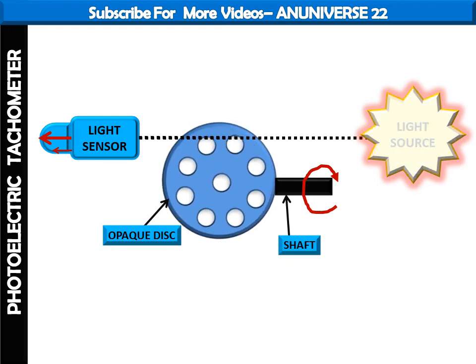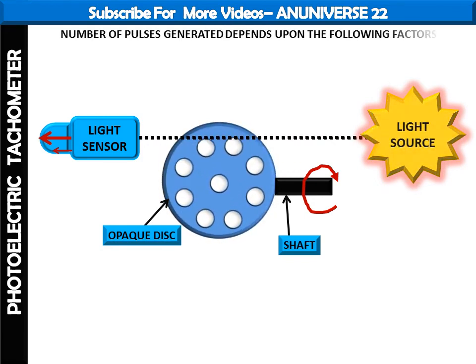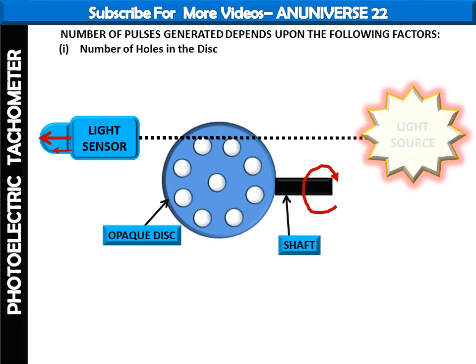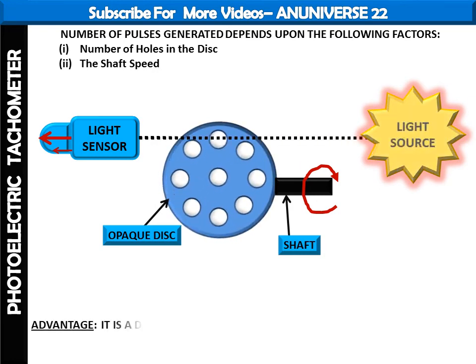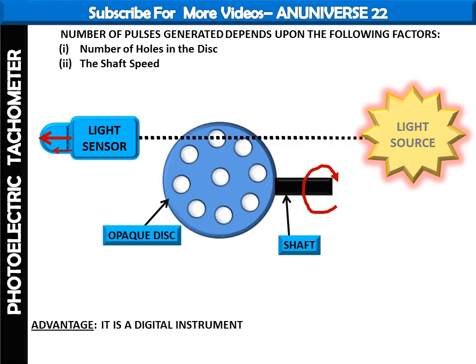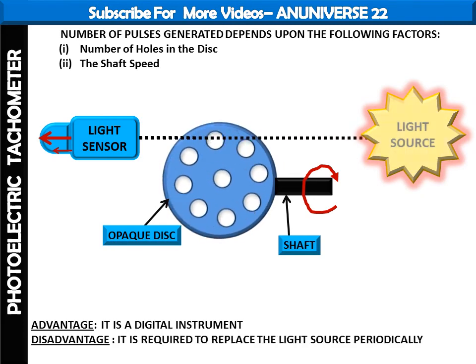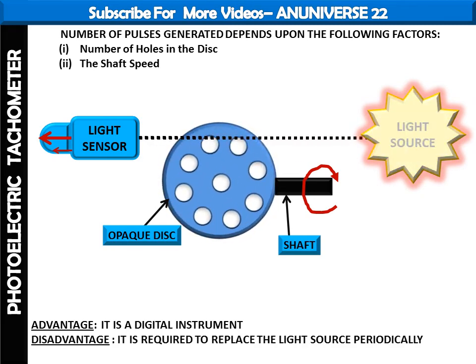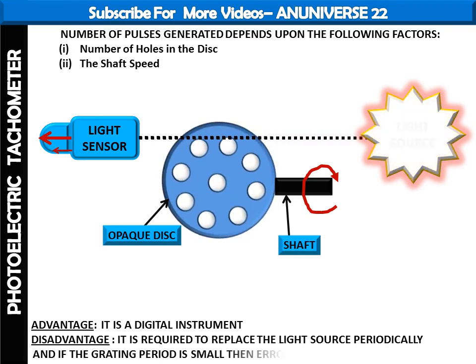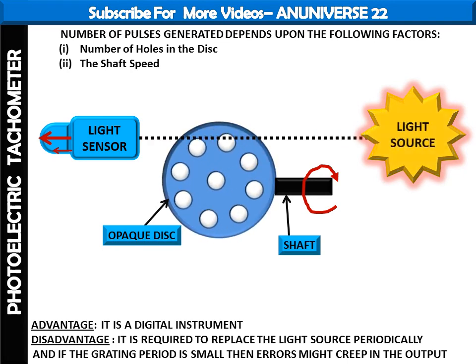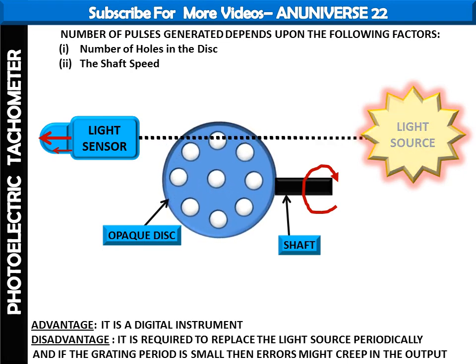And as said in the last slide, the number of pulses generated depends upon two factors: the number of holes in the disc and the shaft speed. And here are some advantages of the photoelectric tachometer. It is a digital instrument. One disadvantage is that the light source needs to be replaced periodically, and if the grating period is small, then error might creep into the output. So this is all about the photoelectric tachometer.